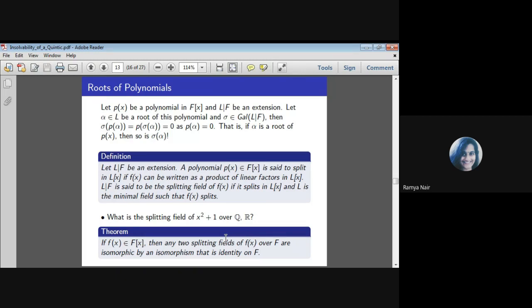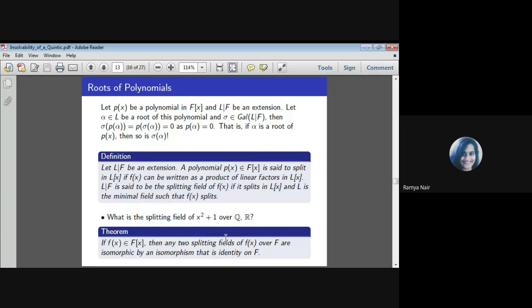It cannot be Q adjoin square root of minus 1, because that is not an extension of R. So which would be the smallest field? It doesn't split in R, because the roots of the polynomial are plus i and minus i. So they don't live inside R. So it has to be an extension of R which contains the roots. In this case, it would be the complex numbers. That is the smallest extension of R which contains the splitting field, which is where the polynomial x square plus 1 splits.